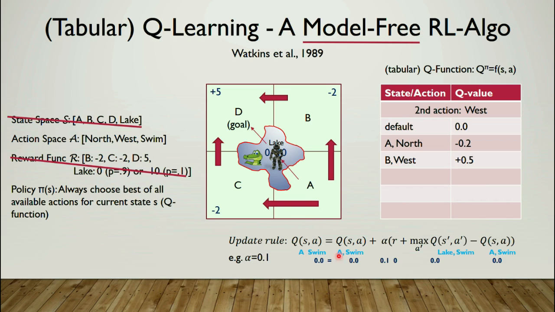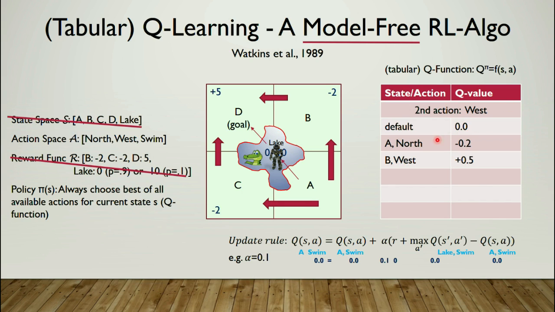And again, we do the update. We plug in everything, all the values that we have. The current value for A swimming is 0 because we don't have one yet. Alpha is always 0.1. The reward that we receive right now is a 0. Thank God the crocodile didn't eat us. And the next action, this max A prime Q, is going to be 0 as well, because from the lake there's only one action, only one A prime, which is swim again.